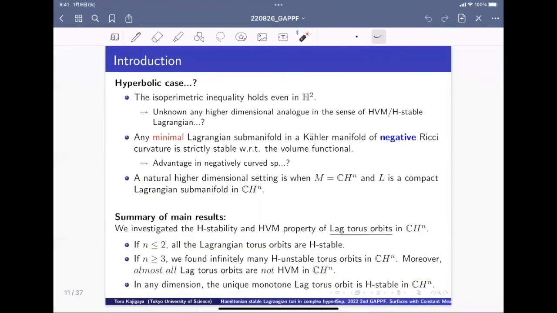Recently, I investigated the Hamiltonian stability and HVM property of some Lagrangian submanifolds in CH^n. I focus on Lagrangian tori, more precisely Lagrangian torus orbits in CH^n, and proved the Hamiltonian stability and non-Hamiltonian volume minimizing property of some torus orbits. I will explain the details of this result in the following slides, and also how to prove this result.